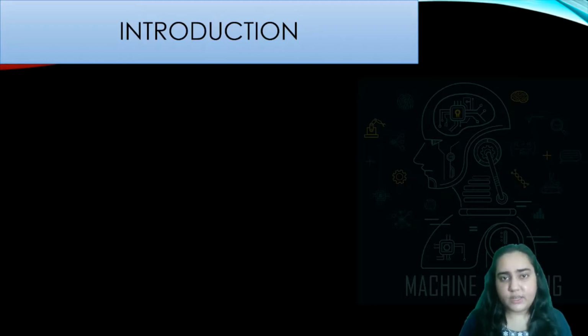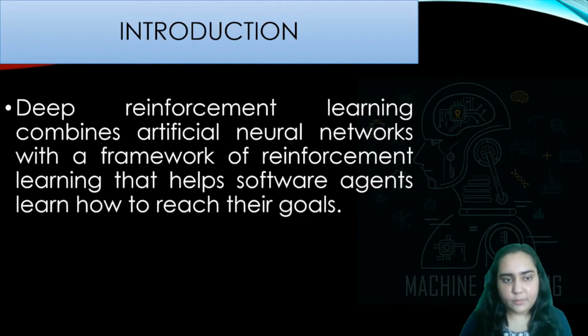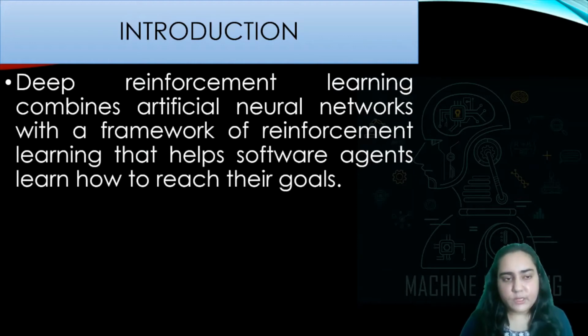First, let's understand in the simplest way possible what deep reinforcement learning is. Deep reinforcement learning combines artificial neural networks, which we have already seen before, with a framework of reinforcement learning, which helps software agents learn how to reach their goals.